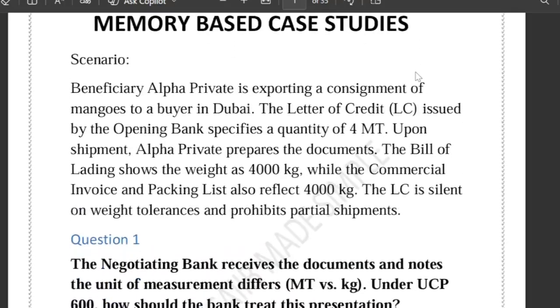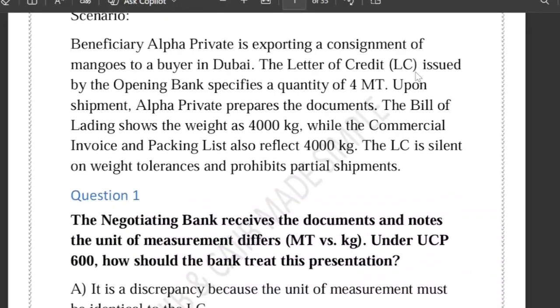So let's get started. The first question is like a scenario which has been presented before you. Basically this question is asking you, that beneficiary Alpha Private Limited is exporting a consignment of mangoes. To whom? To a buyer in Dubai, right? So the LC issued by the opening bank, obviously you know it very well that opening bank issued the LC, specified a quantity of 4 metric ton.